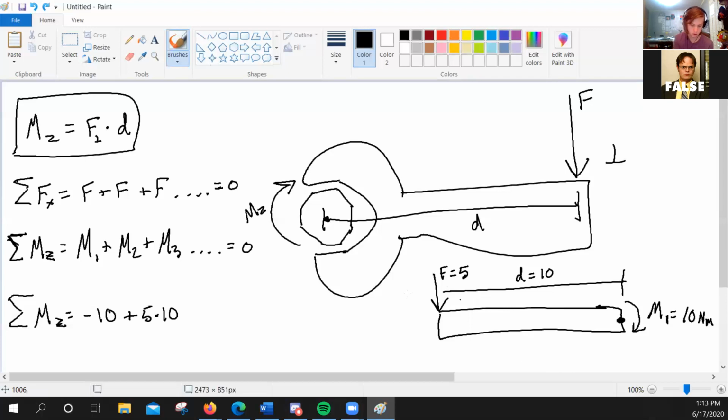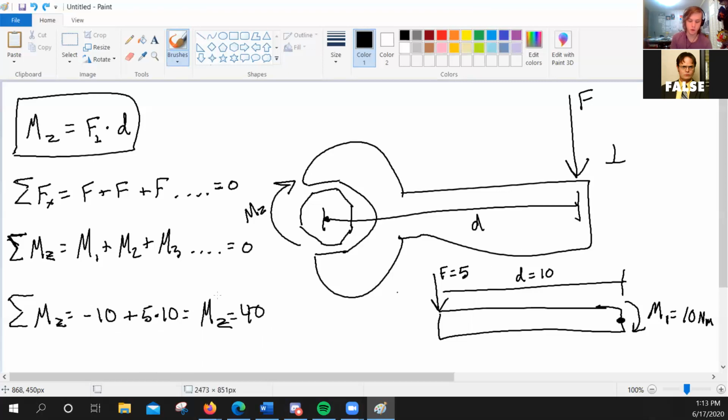So when we finished our moment equation, basically we'd say, well, this is not going to equal out. There should be something else here, but our net moment would be 40, because this equals 50, and minus 10 goes down to 40. So this would actually not be a static system because it's moving.